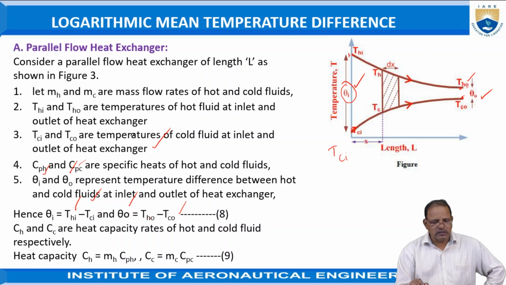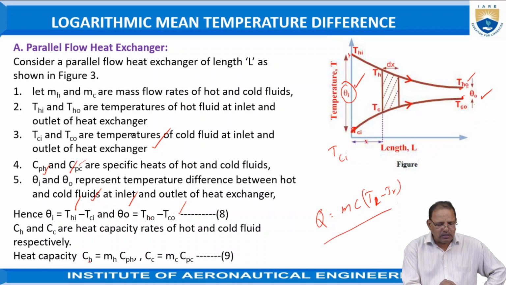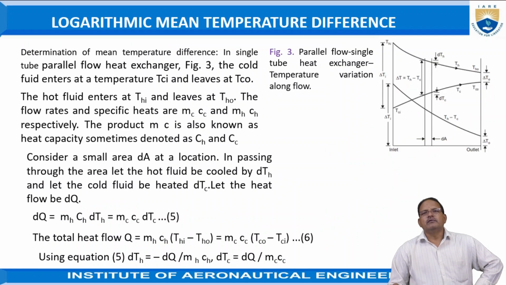CH and CC are the heat capacity rates of the hot and cold fluids respectively. According to the equation, heat transfer Q is equal to m Cp times the temperature difference T1 minus T2. Here the heat capacity rate is equal to mH into CPH for the hot fluid. Similarly for the cold fluid it is equal to mC into CPC. Now, the determination of the mean temperature difference.